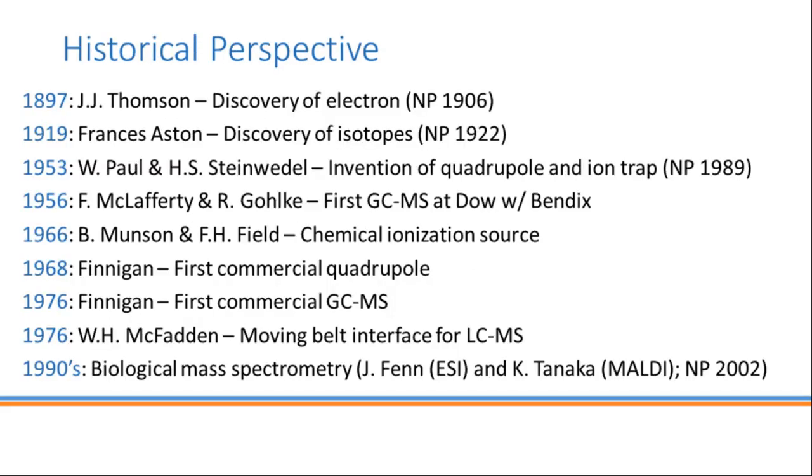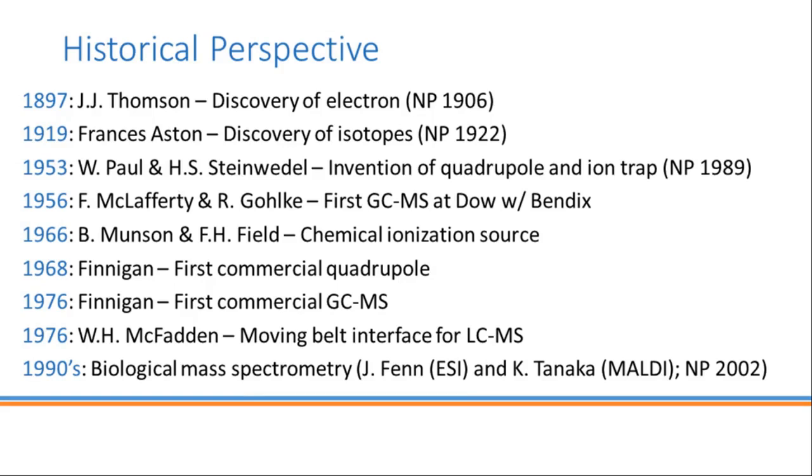I always like, when I'm teaching these things, to go back into the history a little bit, just to remind us that these are techniques that have developed in the not too distant past. At the end of the 1900s, we were discovering the electron and then getting into the discovery of the isotopes. But it wasn't until the 50s that we had the first quadrupole and ion trap conceived, and didn't have the first GCMS until 1956, when McLafferty and Gohlke did their work at Dow.